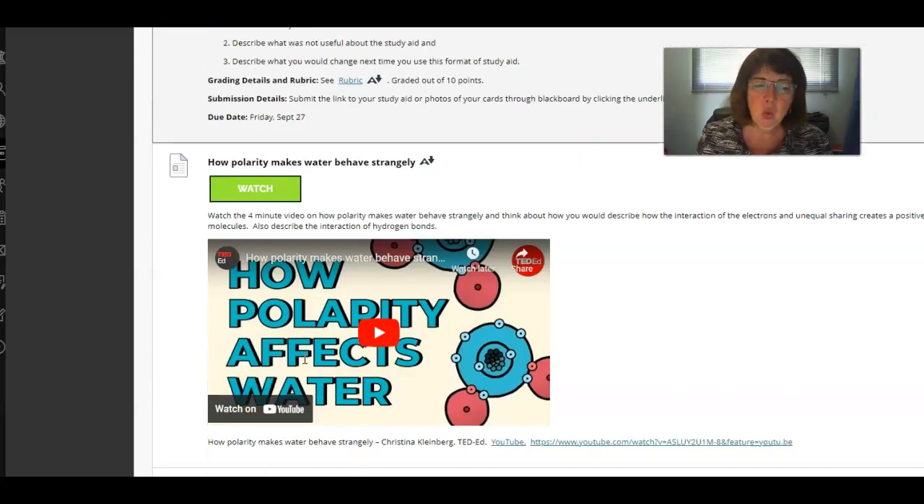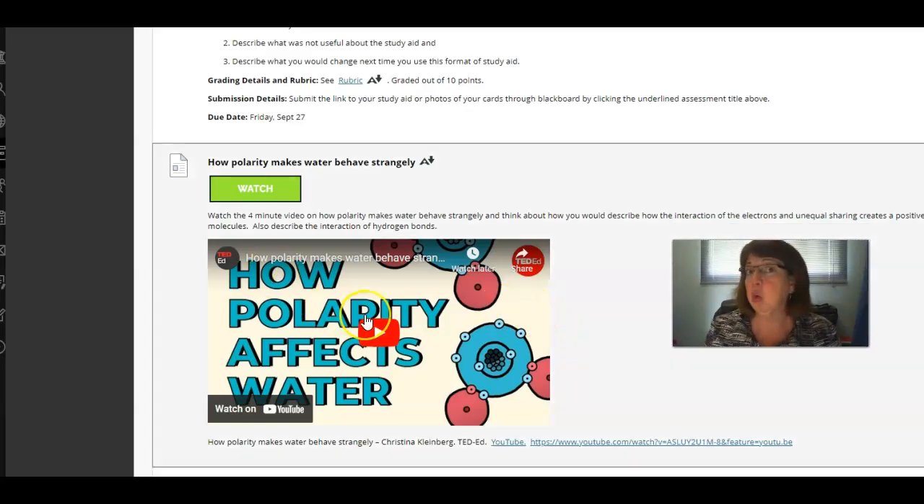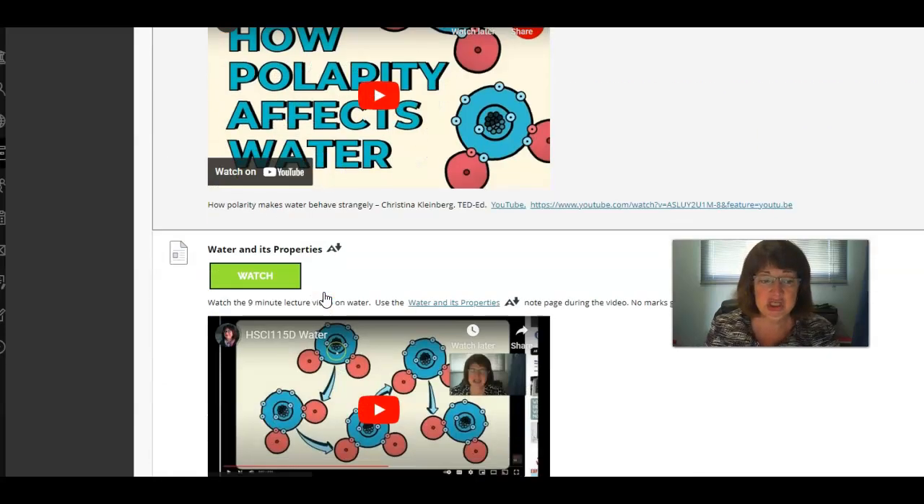Good. Then one of the important compounds that you may not realize is important because we see so much of it is water. Chemically, water behaves rather strangely. So we're going to talk about the strangeness of water and why. It has to do with the way it shares its electrons unevenly. So that's important to look at.